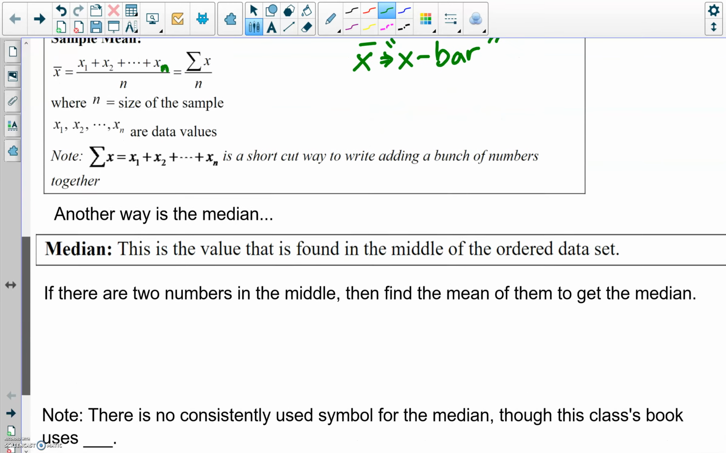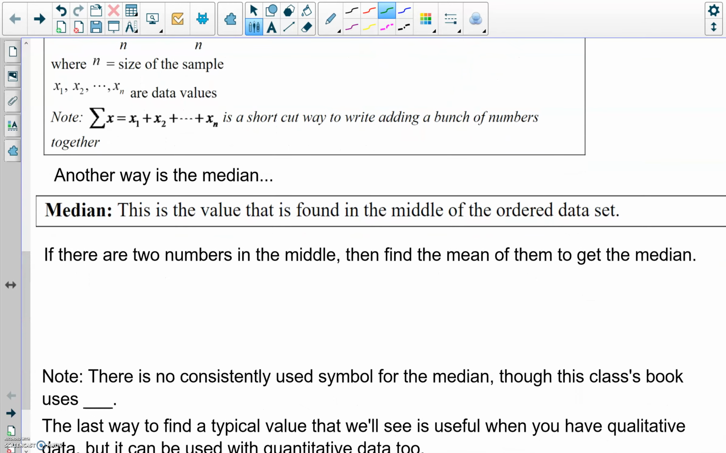Okay, so another way to get the typical value is the median. And the median is the value that's found in the middle of the ordered data set. This is huge. Ordered is most important because if you have a data set that's out of order, maybe the lowest value is in the middle. And you're like, oh, well, that's the typical value. But in fact, it's not typical at all. It's the smallest thing that you're going to see. It has nothing to do with like the center of the data set near where most of the stuff is really happening. So, you always want to make sure it's in order.